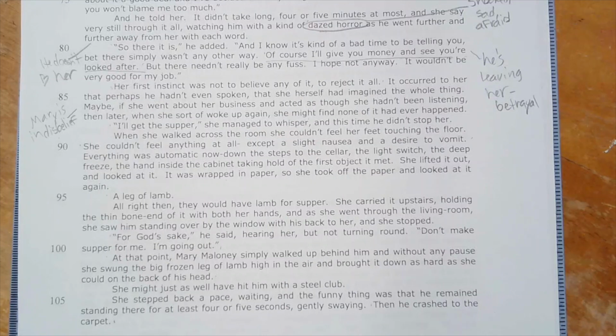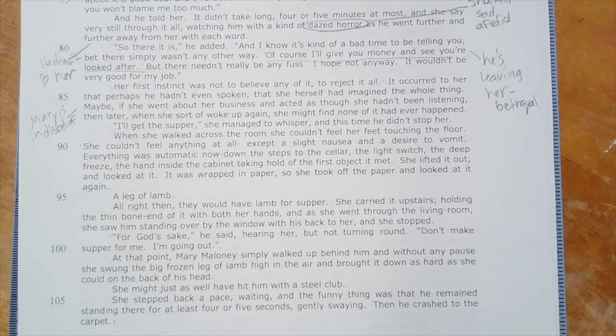Everything was automatic now. Down the steps to the cellar, the light switch, the deep freeze, the hand inside the cabinet taking hold of the first object it met. She lifted it out and looked at it. It was wrapped in paper, so she took off the paper and looked at it again. A leg of lamb. All right.